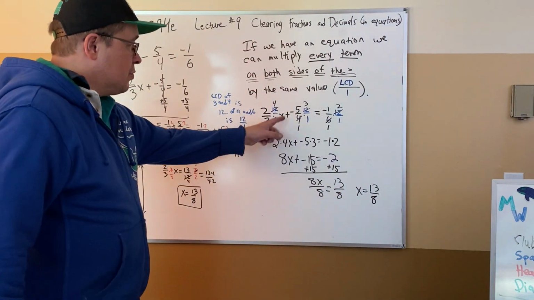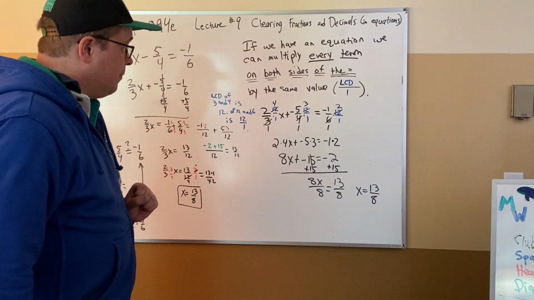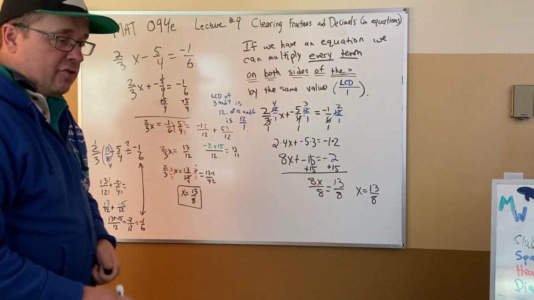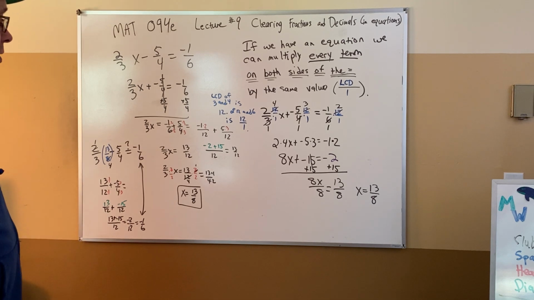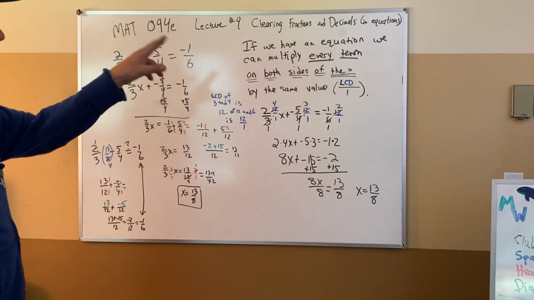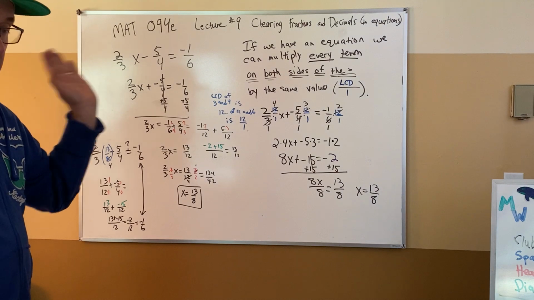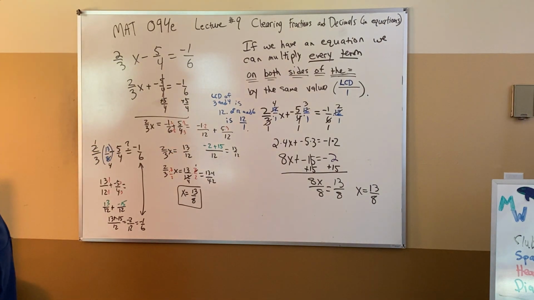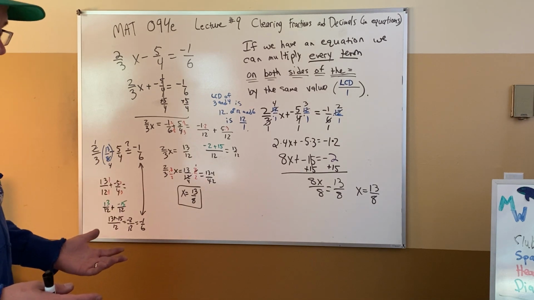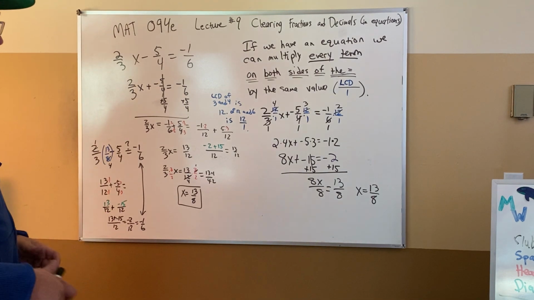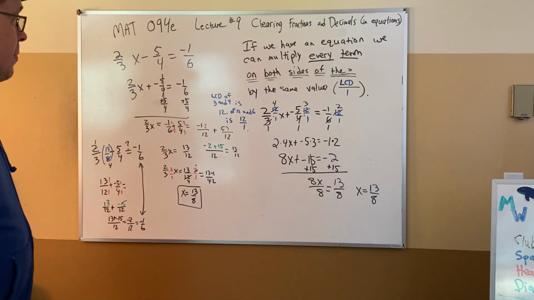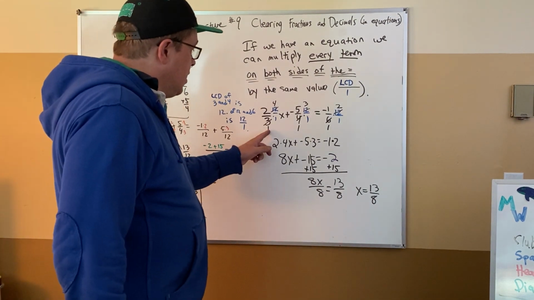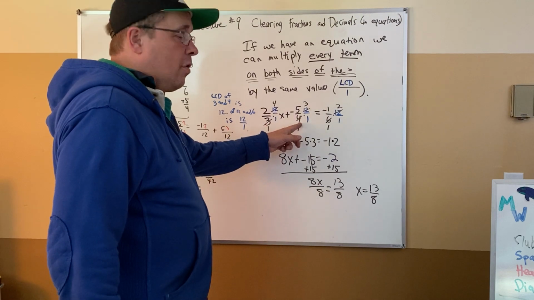This is a demonstration with the blue LCD over 1 of what that says we can and should do when we have fractions. Any fractions showing up in your equation, it's got to be an equation so you can do it to terms on both sides. All terms on both sides of the equal sign can multiply by whatever number you want. Multiply by 75 if you want to, but why would you unless 75 is the number that's going to cancel all of your denominators.